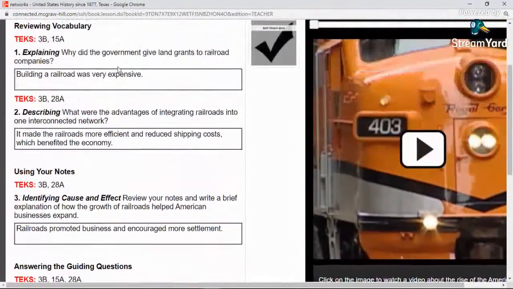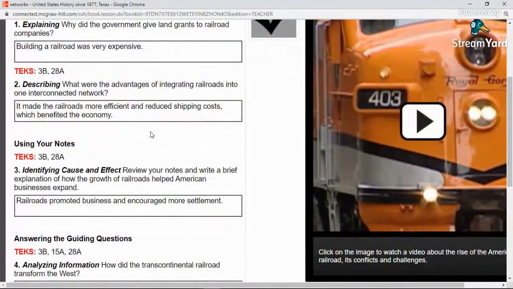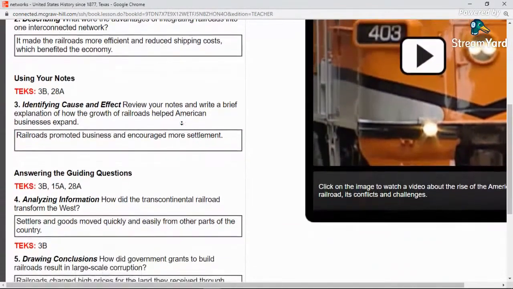Review is going to give us some questions. Why did they give land grants? Because it was expensive to build a railroad. What were the advantages of integrating railroads? It made railroads more efficient. Okay, so we should integrate these railroads, not have them all work separately. This can also create a monopoly, which we will see later.